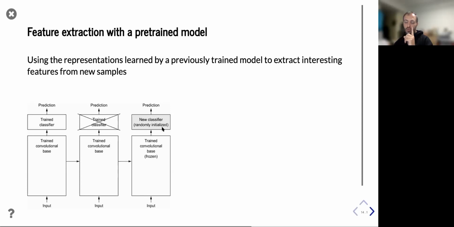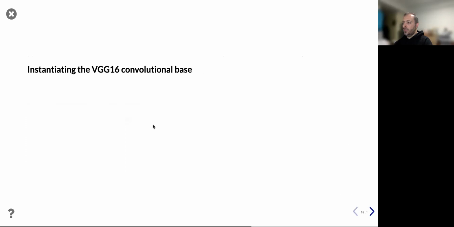For example, a dense layer with 1 unit and sigmoid. And this will be randomly initialized. We will freeze this part, and this is why we use it as a feature extractor, and we will train only this. So let's see how this will play out.